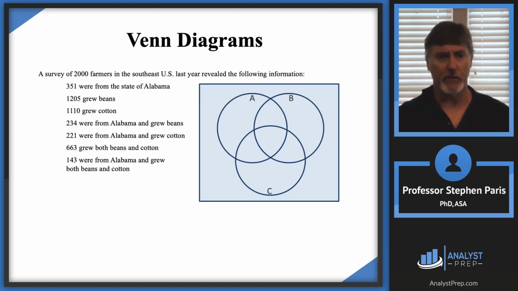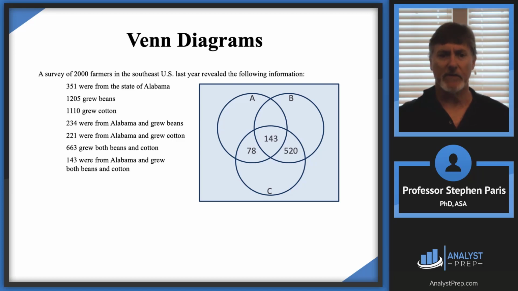So I have this Venn diagram, and we've already talked about how to populate the values in the regions. We start with the innermost region, 143, and then work our way out. So we have 143 that were from Alabama and grew beans and cotton, and then if I look at the 663 that grew both beans and cotton, that's the intersection of B and C, but I've accounted for 143, that leaves 520 others.